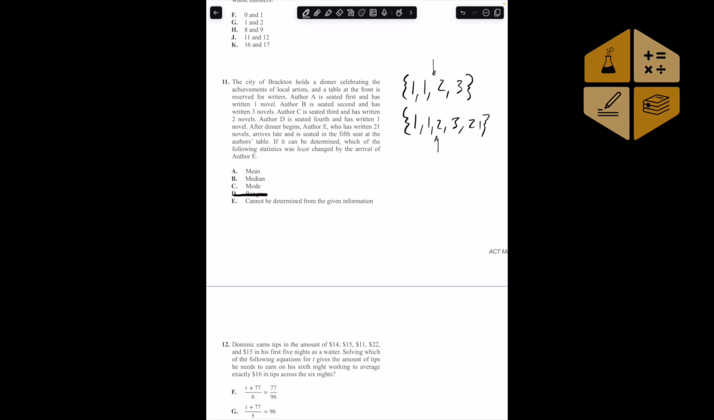But remember the definition of mode, right? Mode means the number that appears the most. And it doesn't matter what giant number we add onto the end, however many novels author E has written, the mode is going to stay the same because we have 2 1s here and 2 1s here. And that's why number 11 is C, mode.